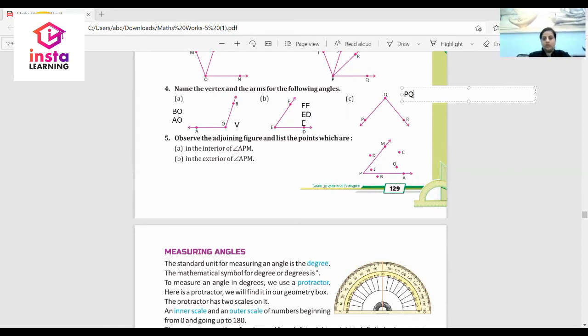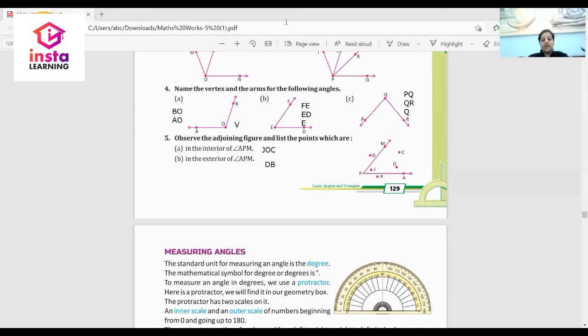PQ is the arm and QR is the arm. And what is the vertex? That is Q. Now, observe the following adjoining figure and list the points which are interior. Interior means that are inside. So they are J, O and C. What are exterior? That are outside the angle, that is D and B.